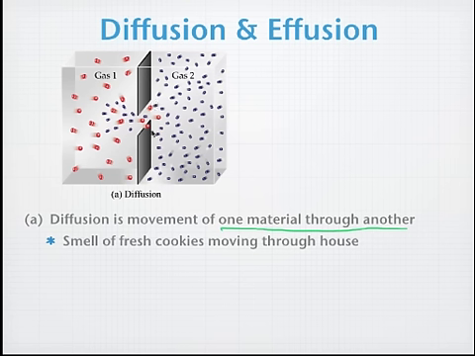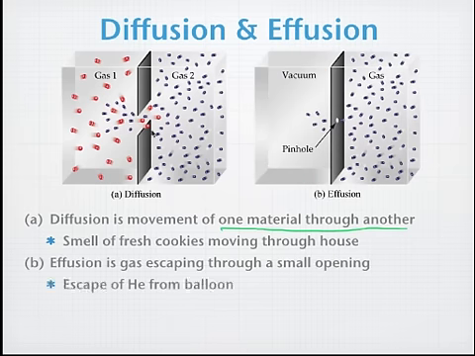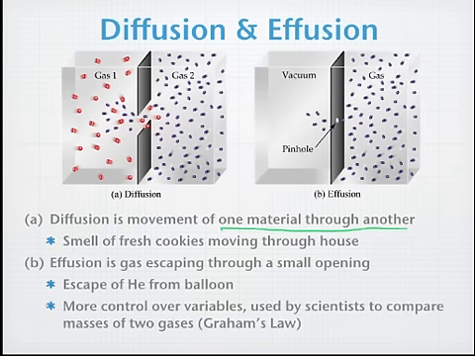Less familiar to us is the concept of effusion. Effusion is the concept of gas escaping through a small opening. For instance, the escape of helium from a balloon. Ever notice how latex balloons tend to lose helium very quickly? And that's because of the concept of effusion. And in effusion, we have one gas moving through a small opening. In scientific experiments, we can have them going into a vacuum, but that doesn't necessarily have to be the case.